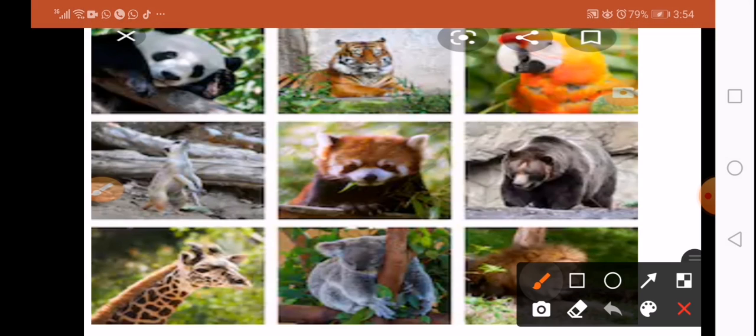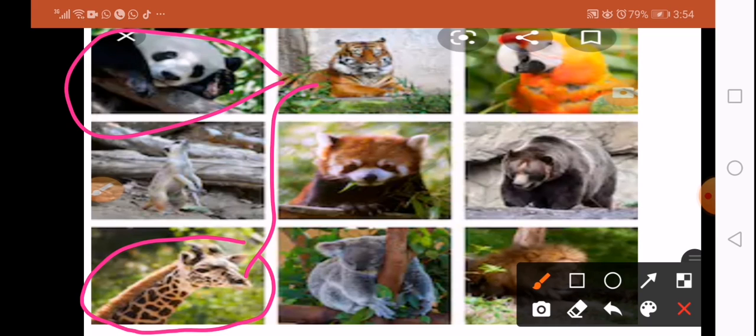Look at these animals in this picture. We can say that giraffe like lion? No. We can say panda like bear? Yes, a little bit. في شبه قليل. Fox, lion, like panda? No.